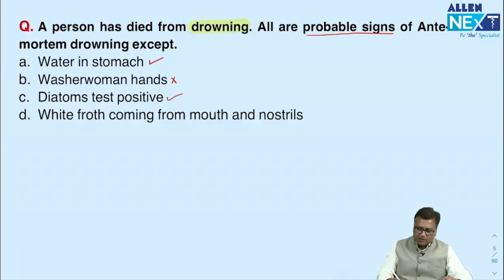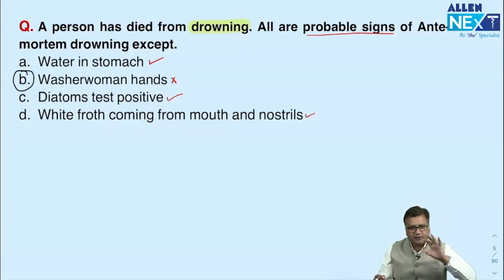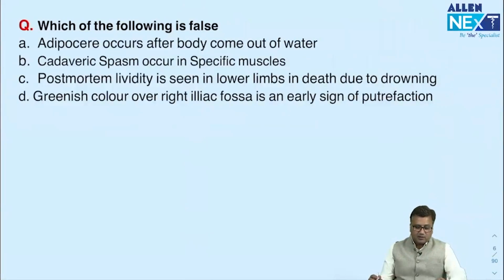Diatoms test coming positive is a probable sign of antemortem drowning, and white froth coming from mouth and nostril is a very highly probable sign of antemortem drowning. So in this case, all are probable signs of antemortem drowning except the answer, which is presence of washerwoman hands and feet, also known as soddening. Let's move to the next one.